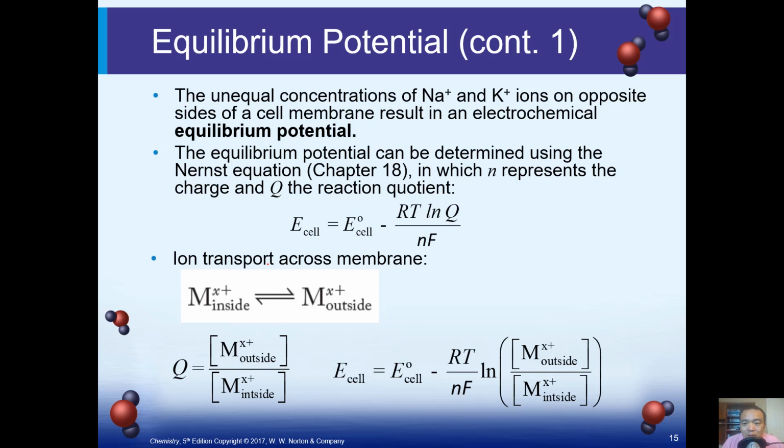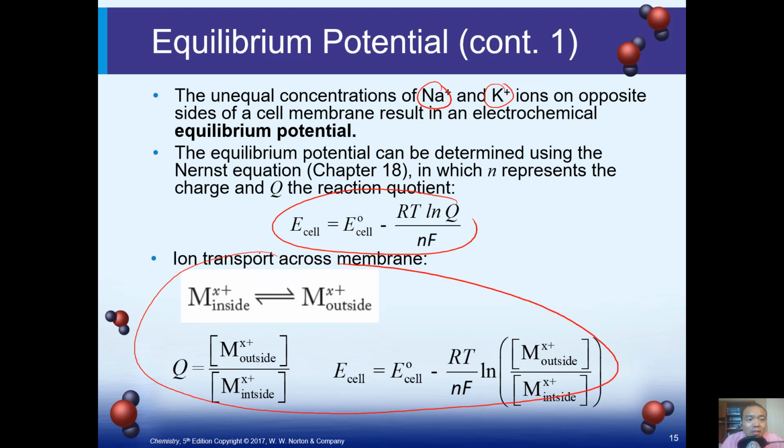The unequal concentrations of a sodium ion, Na+, and potassium ion, K+, on opposite sides of the cell membrane result in an electrical equilibrium potential. The equilibrium potential can be determined using the Nernst equation. We'll talk about that in chapter 18. We're not going to go over the details here, so for now, you can simply skip the details of the Nernst equation.